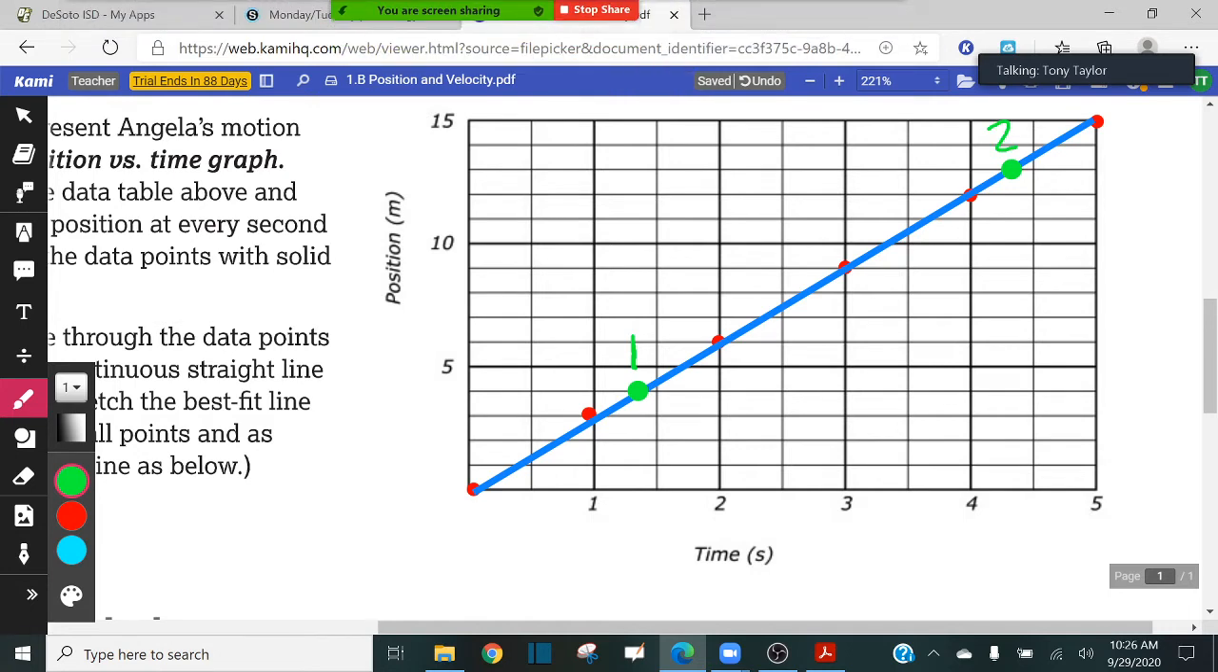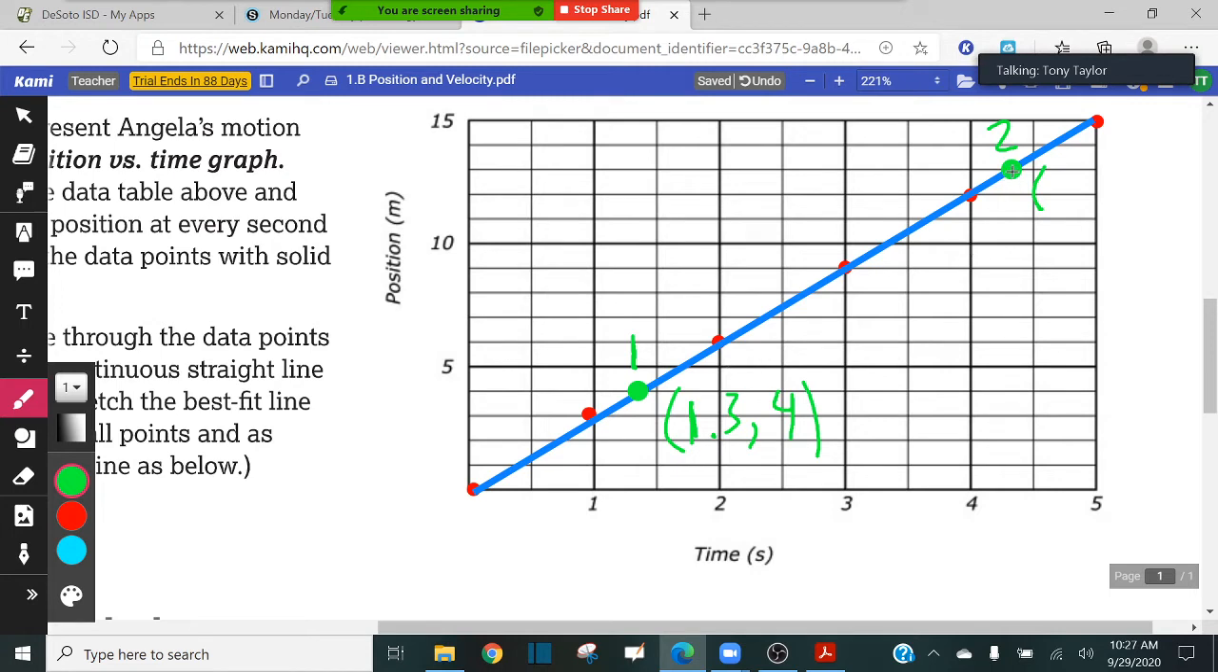Okay. Now let us read off our x values and our y values. The x value for point one is, so if you notice, this point is somewhere between 1 and 2 seconds. So if this is 1.5 here, that means this point here is somewhere around 1.3. So just kind of estimating, eyeballing that. So my x value is 1.3. And my y value is 4 meters.